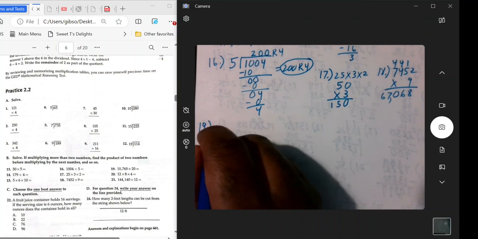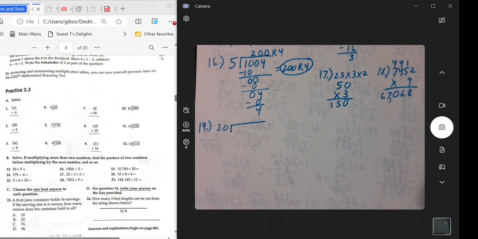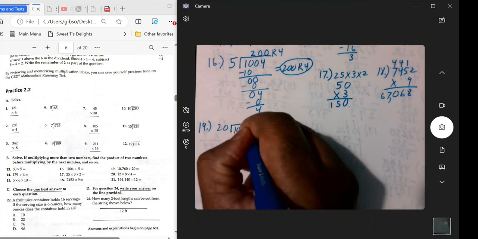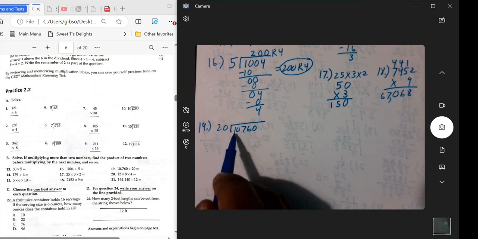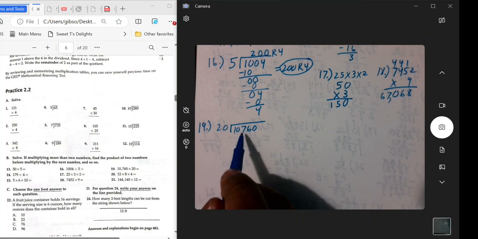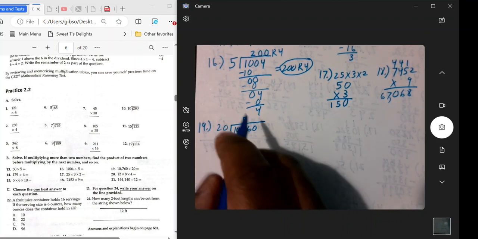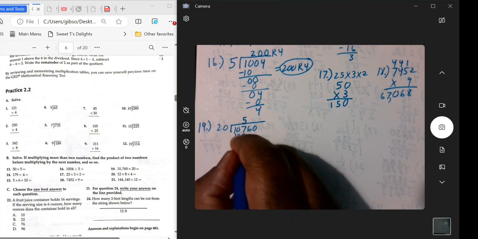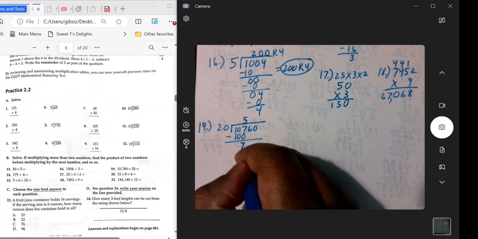So we'll take our dividend, which is 10,760, and our divisor is 20. Okay, so 20 doesn't go into 1, 20 doesn't go into 10, but 20 does go into 107 5 times. And again, we have to line this up. 5 times 20 is 100. 107 minus 100 is 7.